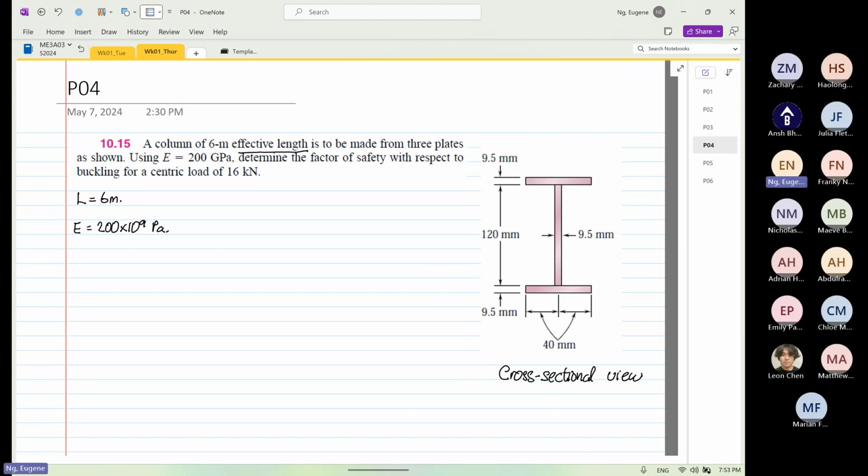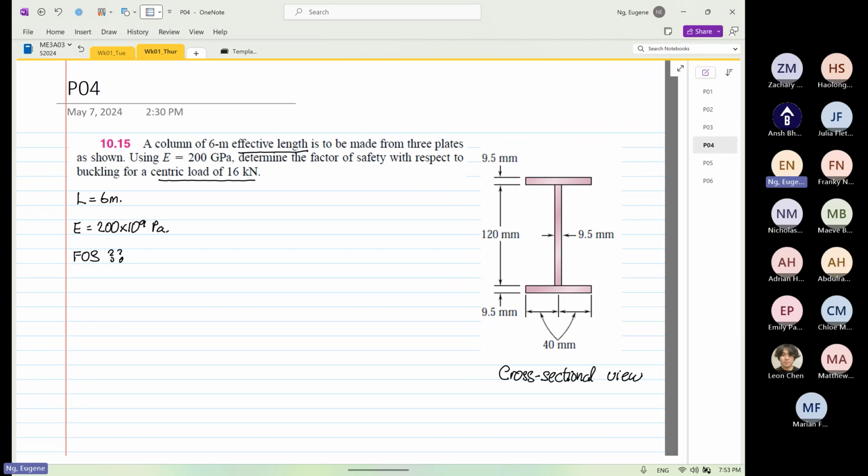So what they want us to find out is we have to determine the factor of safety. Okay, we have to determine the factor of safety with respect to the centric load. So this load has been applied in a centric manner.